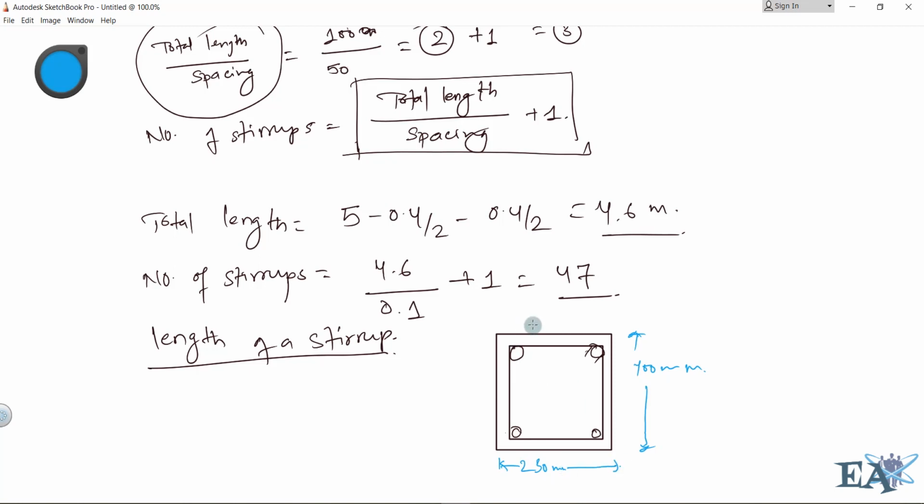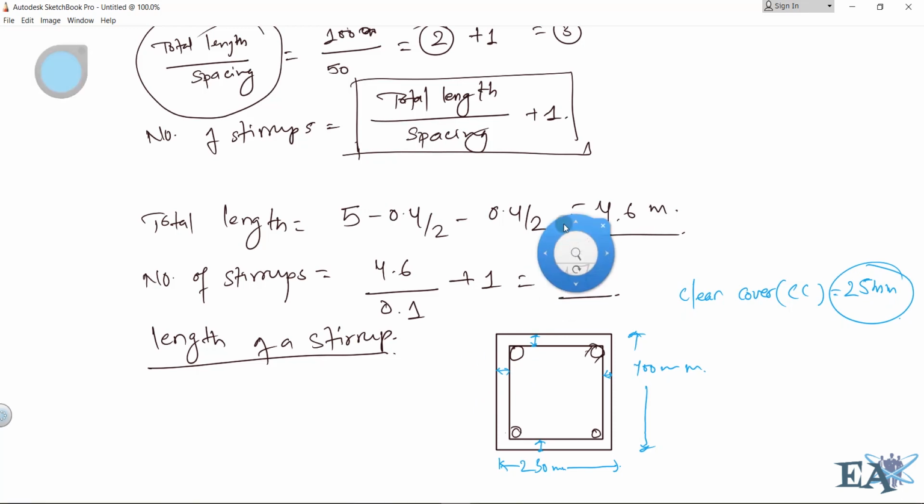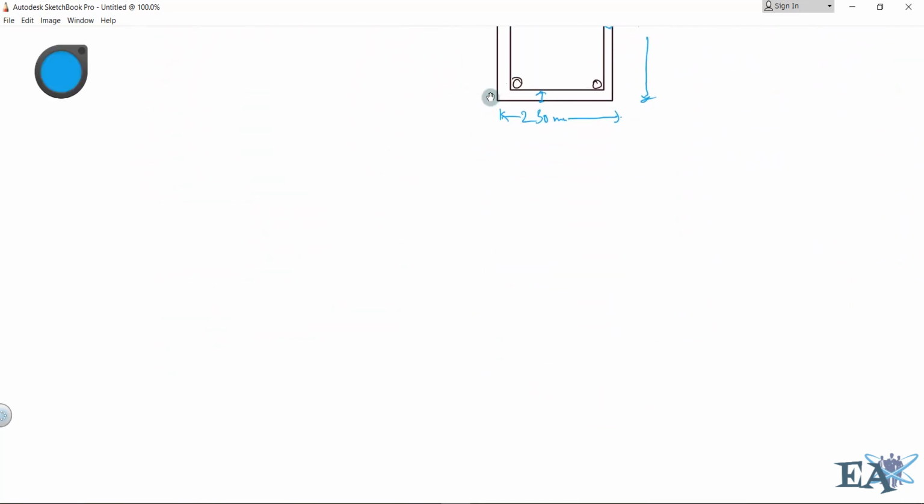Now we know that from here to here is the clear cover, from here to here is also the clear cover, and from here to here it is also clear cover. So clear cover, that we can call CC, is equal to, for beam, we can take 25 mm. Now to calculate the total length of stirrup, what I need to do is, suppose that this is the stirrup, this is the rebar of the stirrup. Okay, this is the rebar.